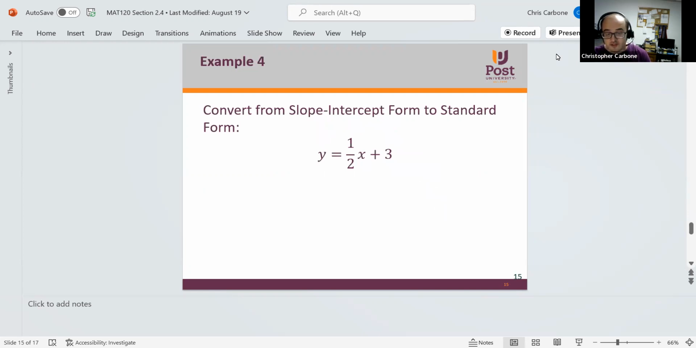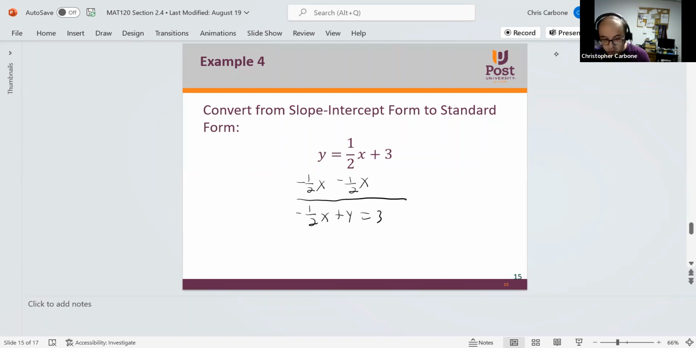To convert from slope-intercept form to standard form, we have y is equal to 1/2 times x plus 3. So in order for us to do this, we could subtract the 1/2 x and get negative 1/2 x plus y is equal to 3.